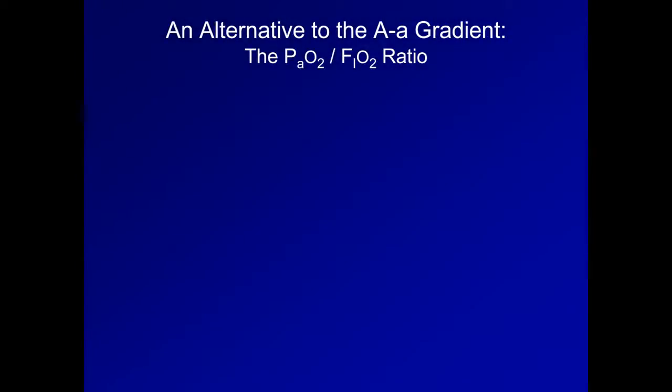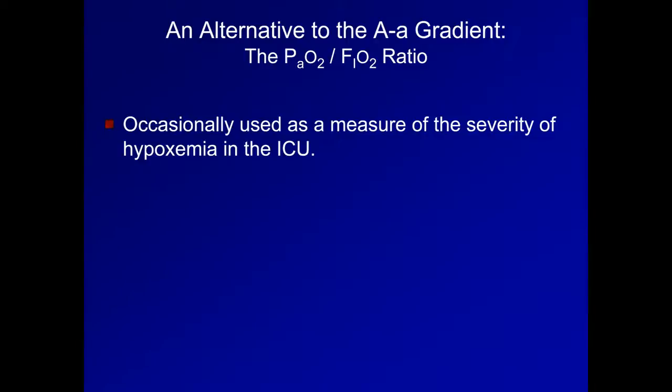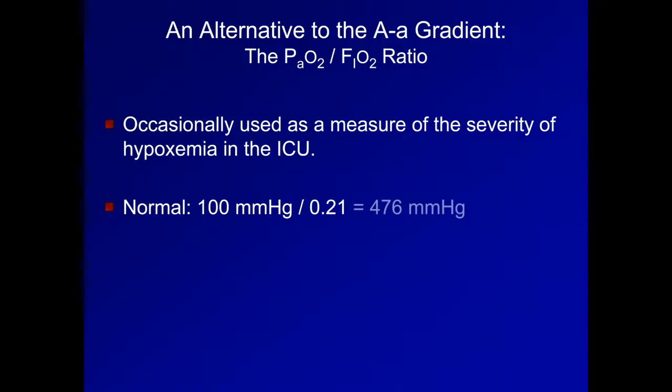There are several alternative measures of oxygenation beyond simple PaO2 and the AA gradient. The most relevant, at least in terms of adult medicine, is the PaO2 to FiO2 ratio. This is occasionally used as a measure of severity of hypoxemia in the ICU. For a young, healthy adult breathing room air, PaO2 would be expected to be about 100 and FiO2 would be 0.21, which would give a PaO2 to FiO2 ratio of 476 millimeters of mercury.